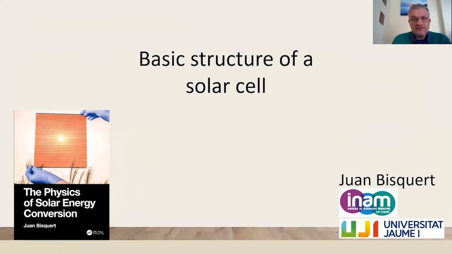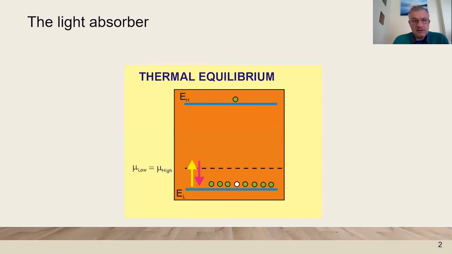In the course of physics of solar energy conversion, we are going to see the basic structure of a solar cell. So we're going to present the basic elements of how to build a solar cell, what is the essential of the operation of the solar cell. It begins with a semiconductor, and basically it will have two states. Low and high energy states can be, for example, the valence band and the conduction band of a semiconductor.